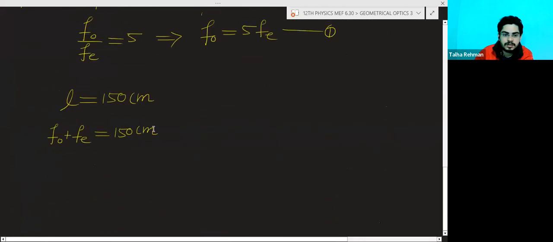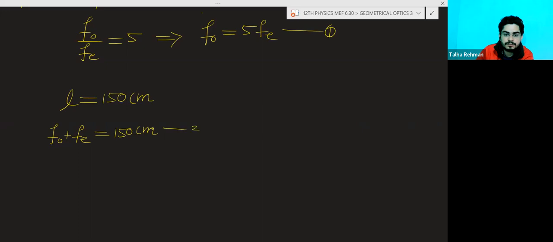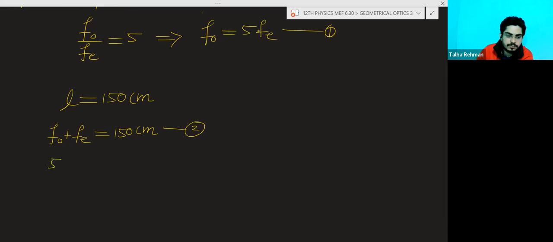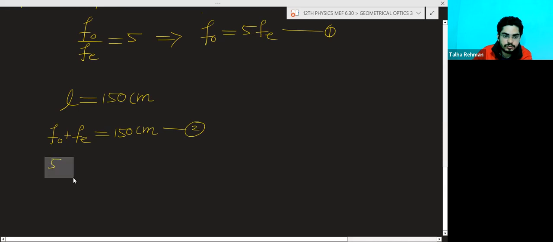Okay, now you have two equations, question number 1 and question number 2. Solve equation 1 and equation 2. Put the value of FO here. So what is FO? FO is 5 times FE, from equation 1 and 2.